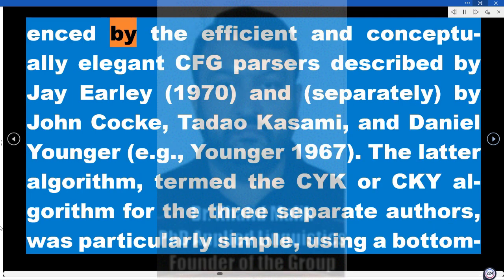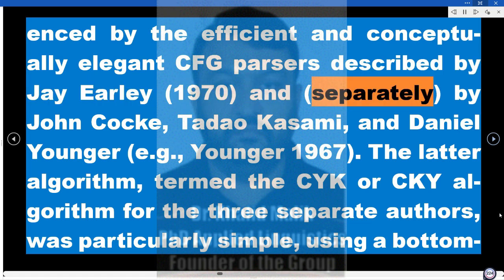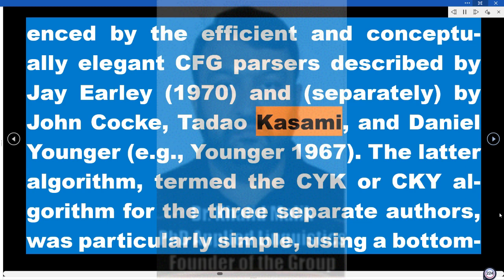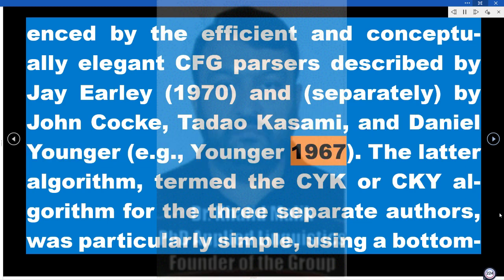Later parsers were influenced by the efficient and conceptually elegant CFG parsers described by J. Earley, 1970, and, separately, by John Cocke, Tadao Kasami, and Daniel Younger, for example Younger 1967.